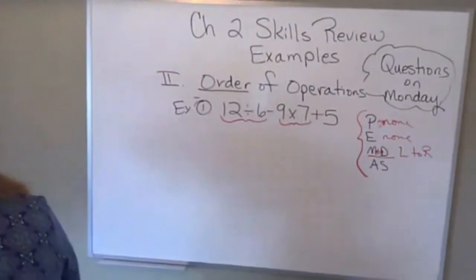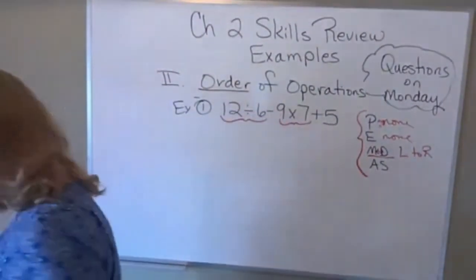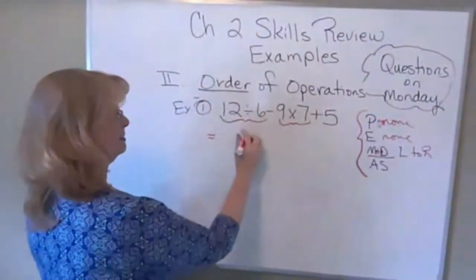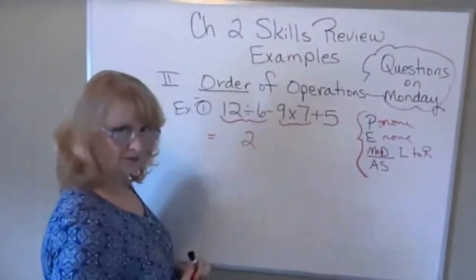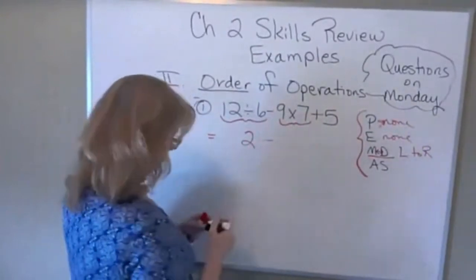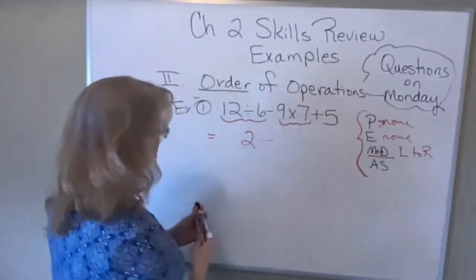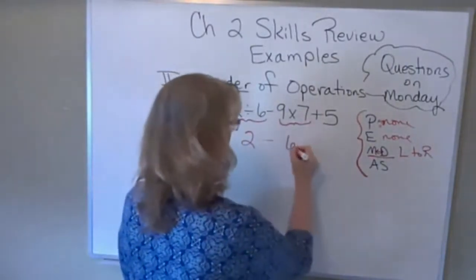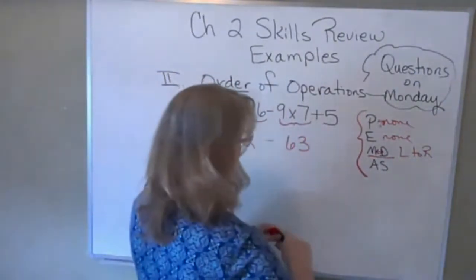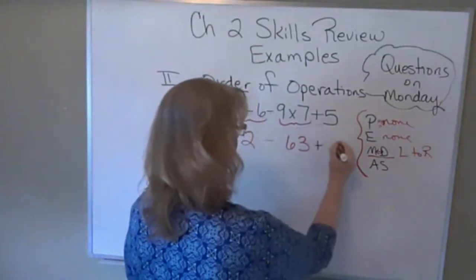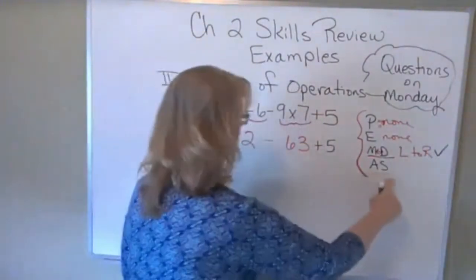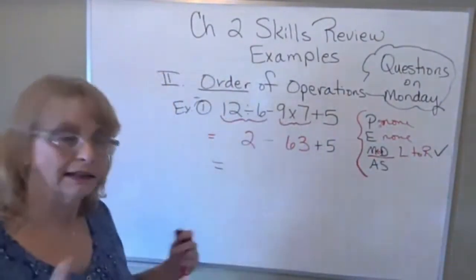Okay. So, what did I do with my black pen? Sorry. Oh, here it is. Okay, so when we do this, 12 divided by 6 gives me 2. We're going to bring that minus down. 9 times 7 is 63. And then we're going to bring that down. Plus 5. So we did this. Check. Now we're ready to add and subtract from left to right.